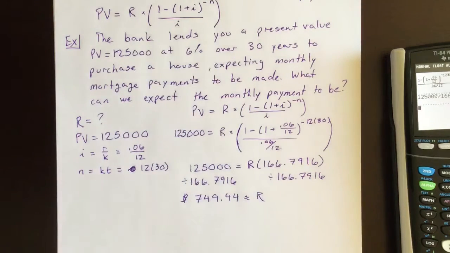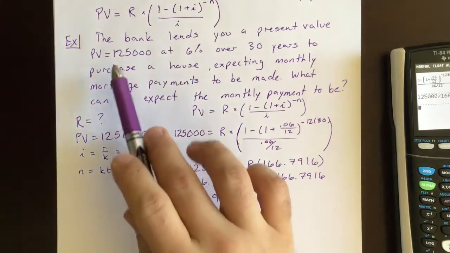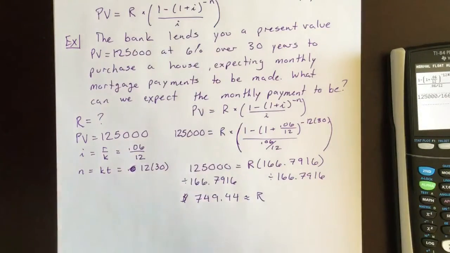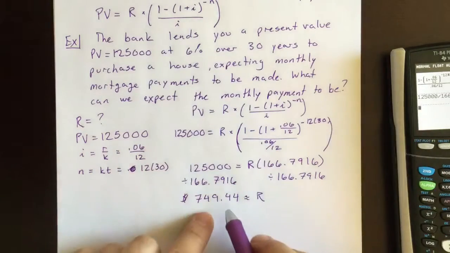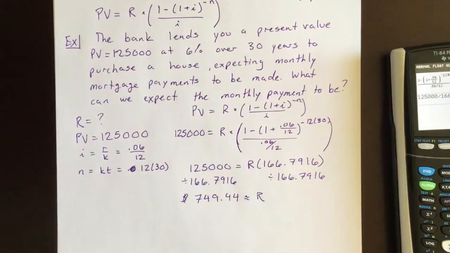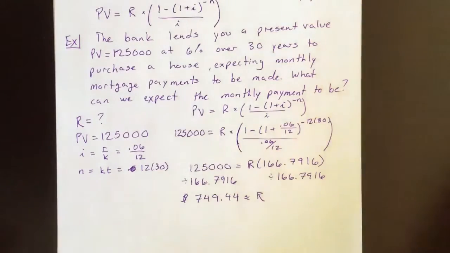But if I'm purchasing a house for $125,000, and if 6% is the interest rate, and I'm doing it for over 30 years, I can expect, according to this, my monthly payment to be $749.44. And that is what present value is. Present value helps us determine a monthly payment.